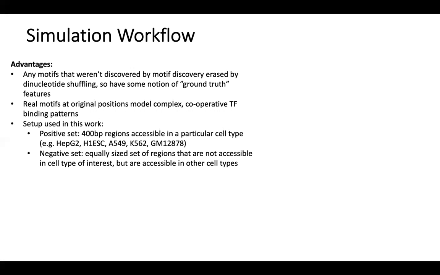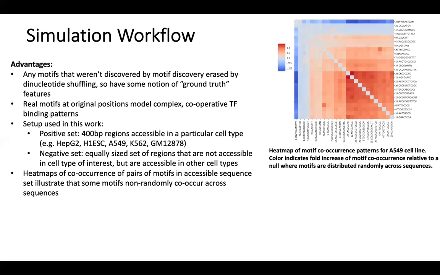In this work, we generated our positive set based on 400 base pair regions accessible in one of the 5 listed cell types. As our negative set, we used an equally sized set of regions that are not accessible in the cell type of interest, but are accessible in other cell types. On the right, we have a heat map illustrating the motif co-occurrence patterns for the A549 dataset. Red indicates the motifs are more likely to co-occur relative to a null, where the motifs are randomly distributed. This heat map clearly illustrates that the motifs are not randomly distributed across sequences.